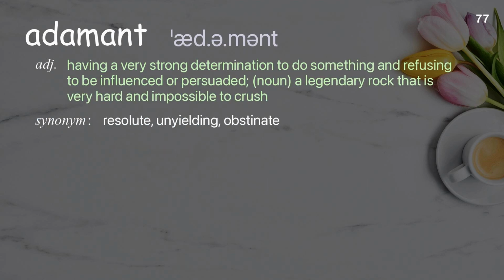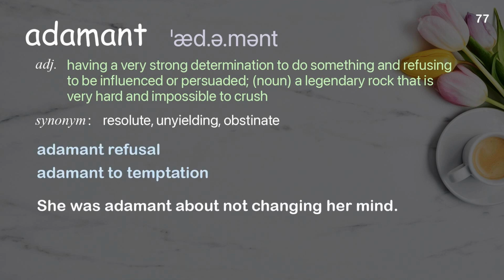Adamant. Having a very strong determination to do something and refusing to be influenced or persuaded. Noun, a legendary rock that is very hard and impossible to crush. Examples: Adamant refusal. Adamant to temptation. She was adamant about not changing her mind.